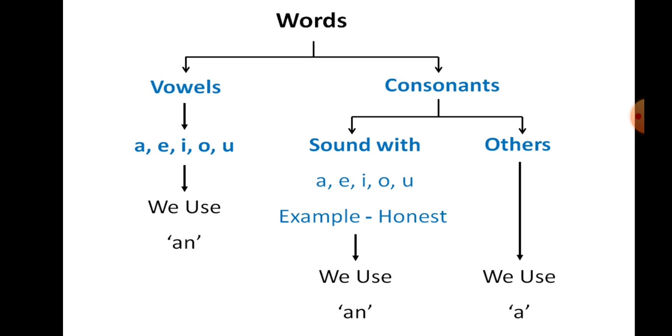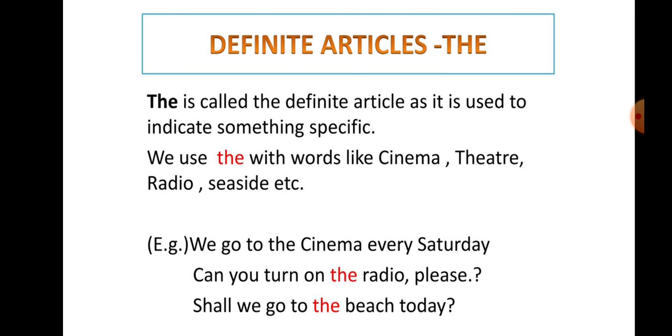Now vowels and consonants. I have made a chart for you here so that you will know where you have to use a and where you have to use an, what are vowels and what are consonants. So in this manner you have to differentiate where you should be using a and where you should be using an, as I explained it to you earlier. Okay, now this was indefinite article.